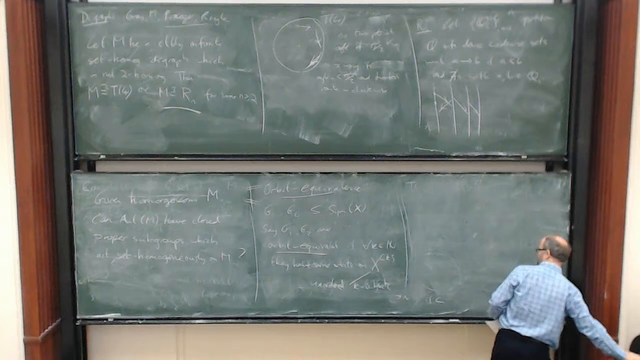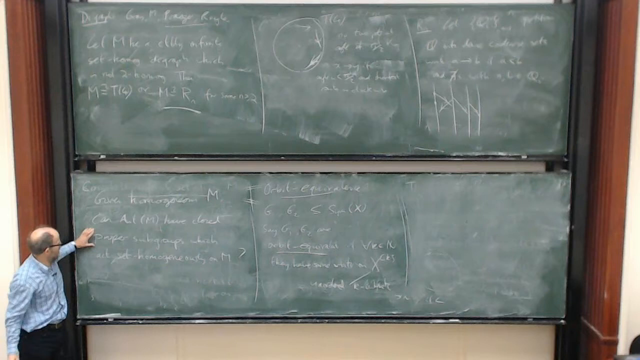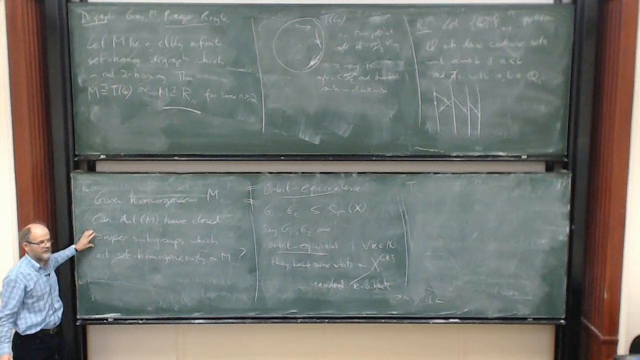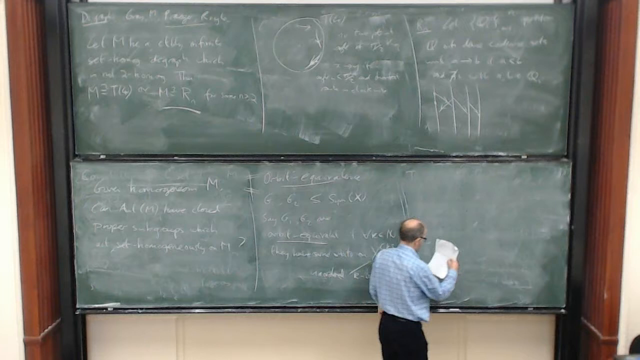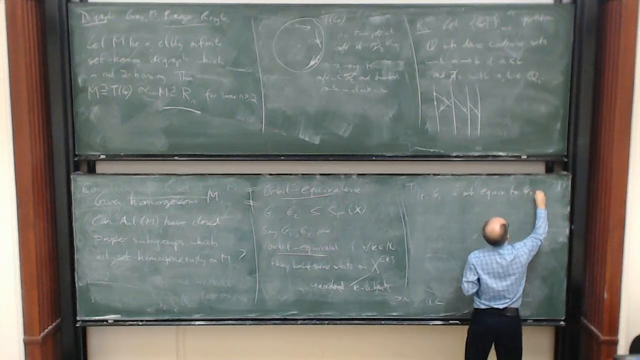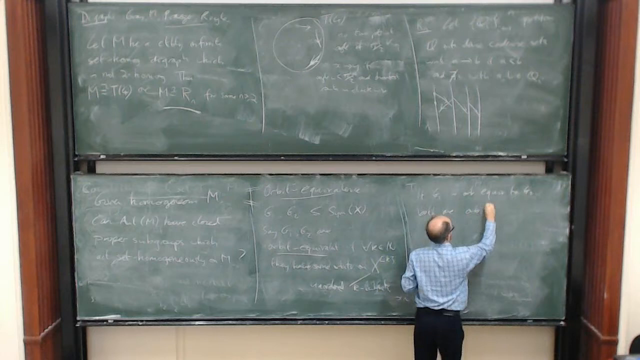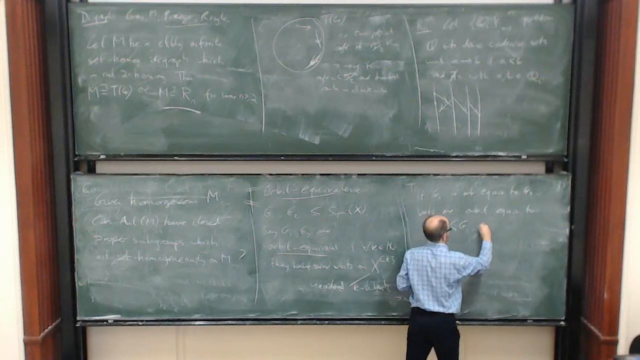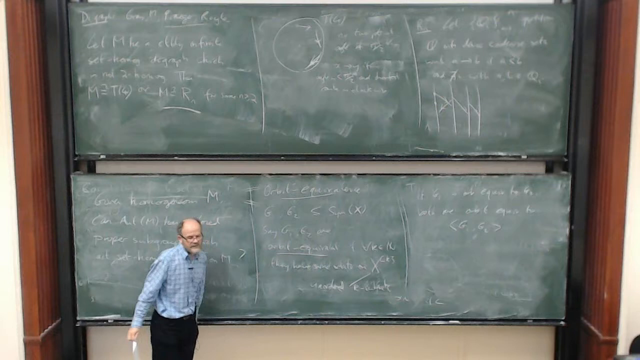So, one or two observations on this. Back to this setting, what it's really asking is, can Aut(M) be orbit equivalent to some closed proper subgroup? So in this setting, observe that if G1 is orbit equivalent to G2, then both are orbit equivalent to the group generated by the two. So one might as well look at pairs where one is contained in the other.